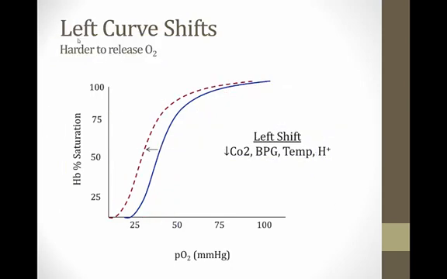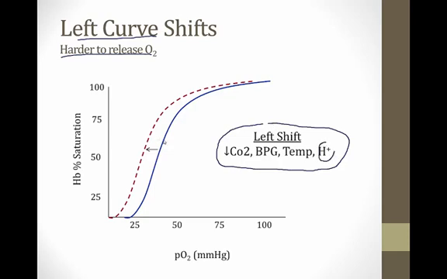Now let's talk about left curve shifts. These things make it harder to release oxygen, and things that shift the hemoglobin curve to the left are the opposite of the things that shift it to the right. So these are lower levels of carbon dioxide, BPG, temperature, or H+, and a lower H+ means a higher pH. And these things are all going to move the curve from the blue to the red line to the left.